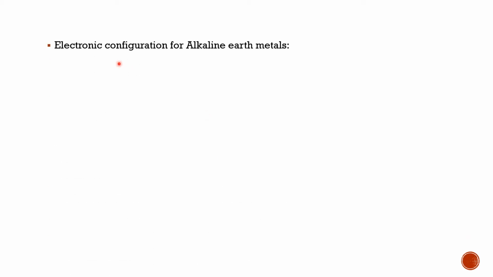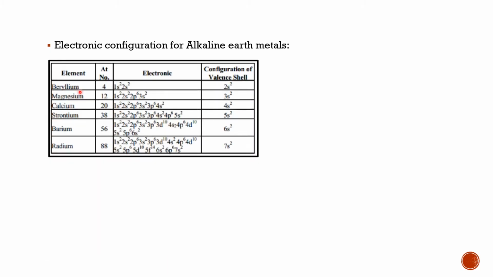And now we are going to see the electronic configuration for alkaline earth metals or group 2 elements. The group 2 elements are beryllium, magnesium, calcium, strontium, barium and radium. This is the electronic configuration based on the Aufbau principle, and the valence shell is ns2, that is 2s2, 3s2, 4s2, 5s2, 6s2, 7s2.